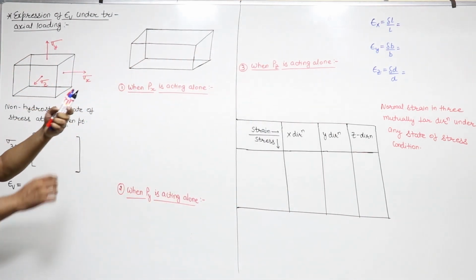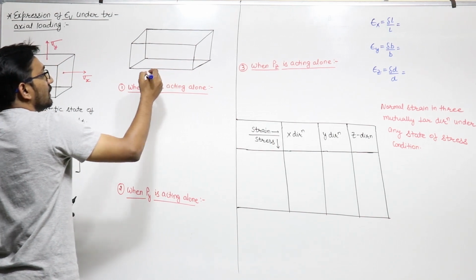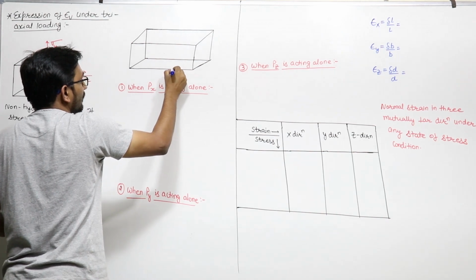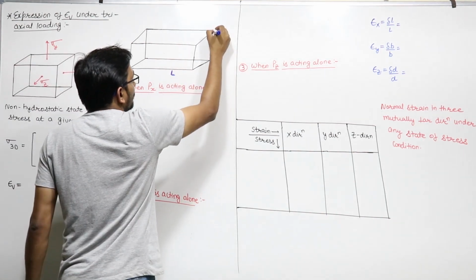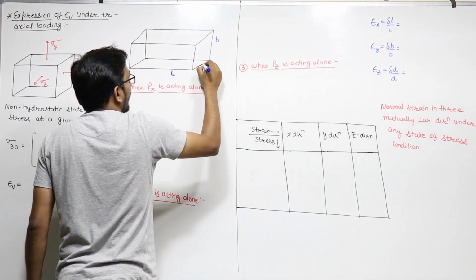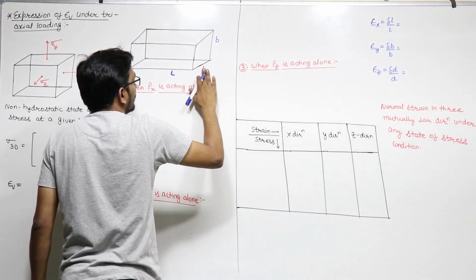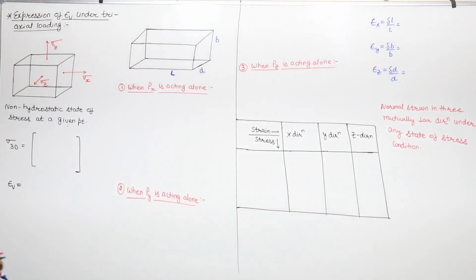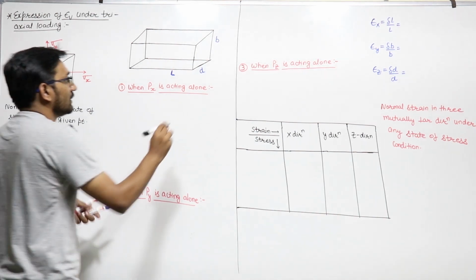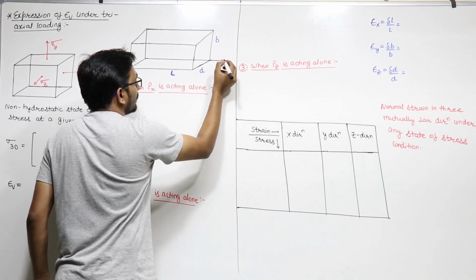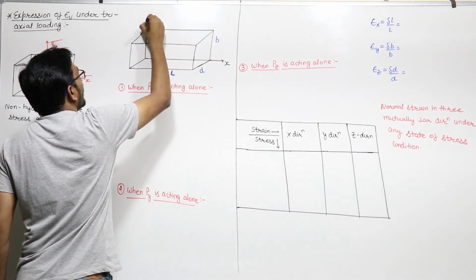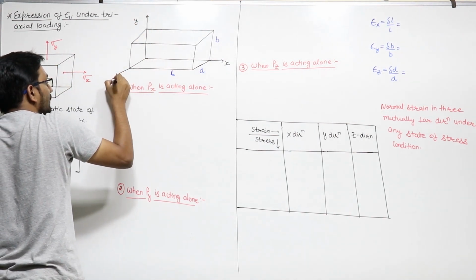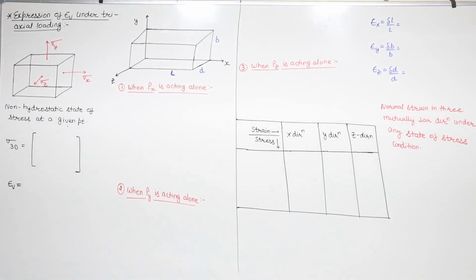Suppose we have this body. We have this member. The length of this member is, let us say, L, and B is the width of this member and D is the thickness of this member. And I am assuming this is your x-axis, this vertical axis is your y-axis, and this is your z-axis. I am taking this x, y and z.